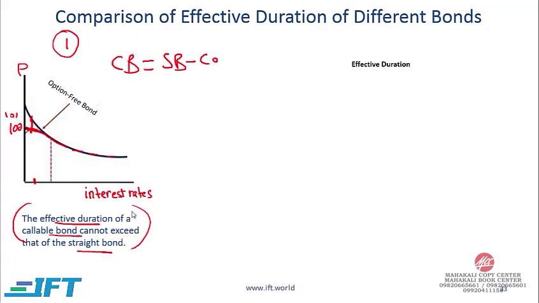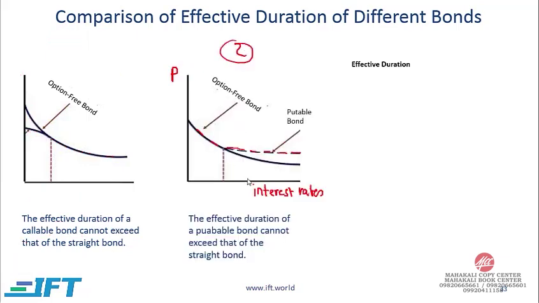In image 2, we look at the comparison of a puttable bond, which is in red, compared to a straight bond, which is in blue. Now notice at relatively low interest rates, the value of the puttable bond and the straight bond are pretty close to each other. And that is because at low rates, the put option is out of the money. It is highly unlikely that the put option will be exercised. So that's why the two lines, the blue and the red, are more or less similar.